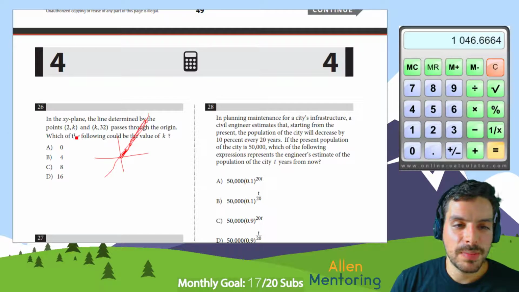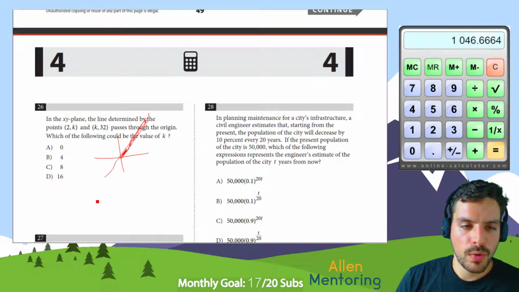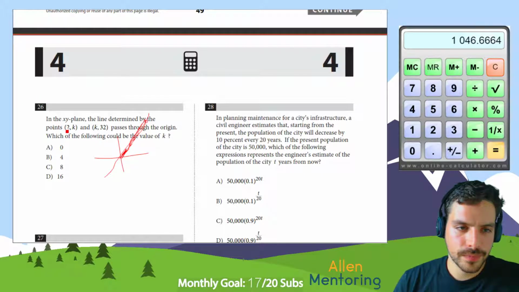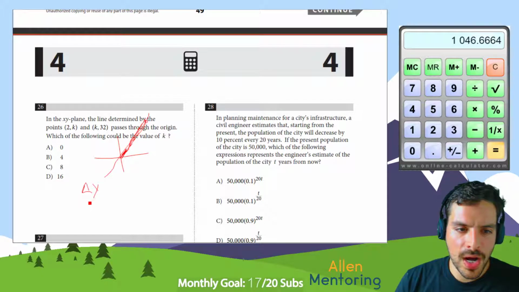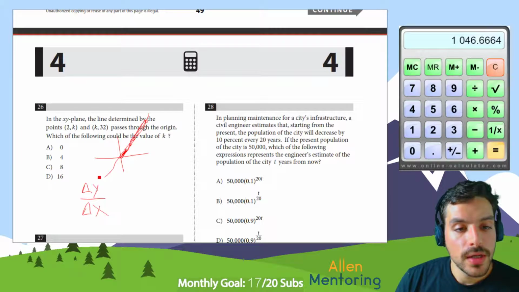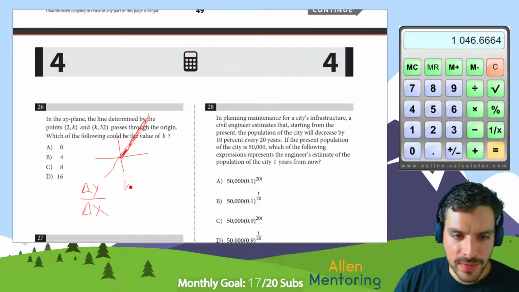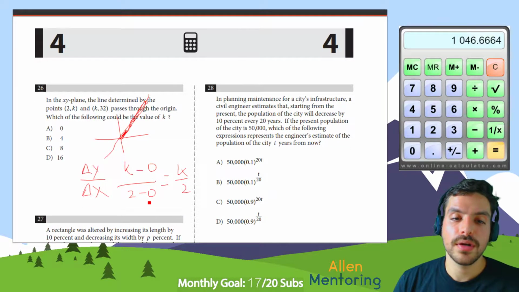So what we want to do is find out what the slope is between this point and the origin, and then relate that to the other point here. So what is the slope between (2, k) and (0, 0)? The way that we do that is we do the difference of y over the difference of x, also known as rise over run. So we have k minus 0 divided by 2 minus 0. That'll be equal to k over 2. So k over 2 is the slope of this line.